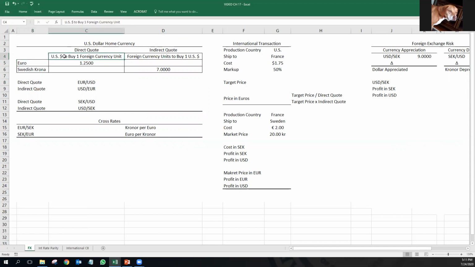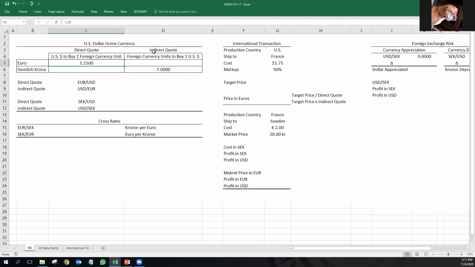So how many dollars do I need to buy 1 euro? And in this case, they're telling us that the spot rate, the rate right now, is 1.25. So the euro is worth more. It takes $1.25 to buy 1 euro. And that will be considered a direct quote.